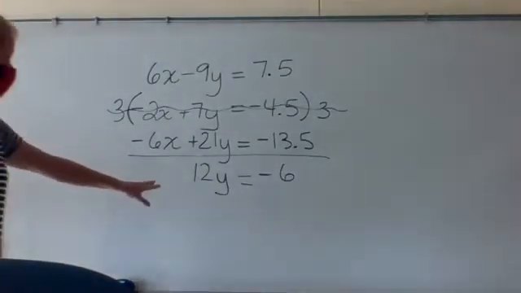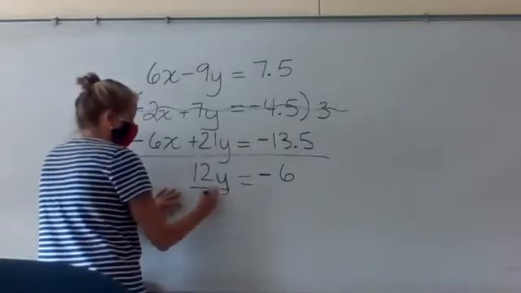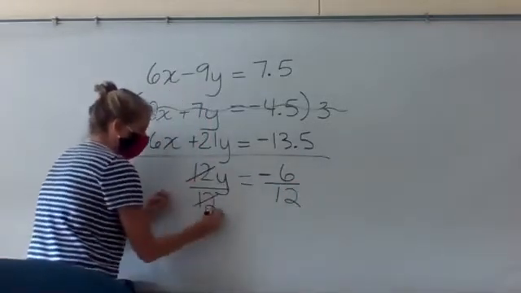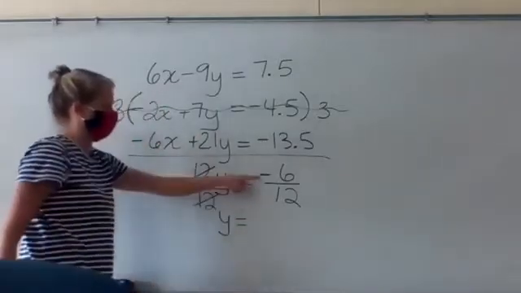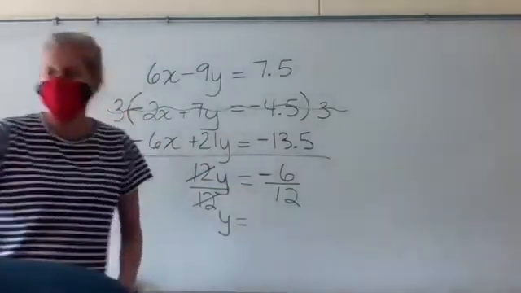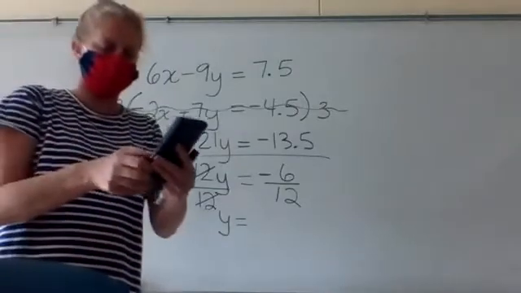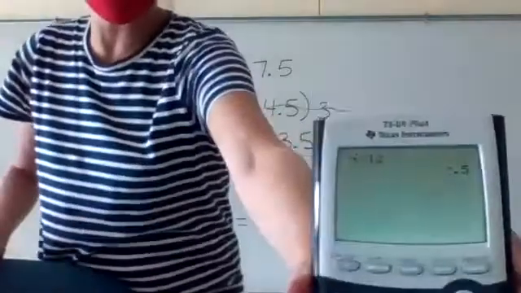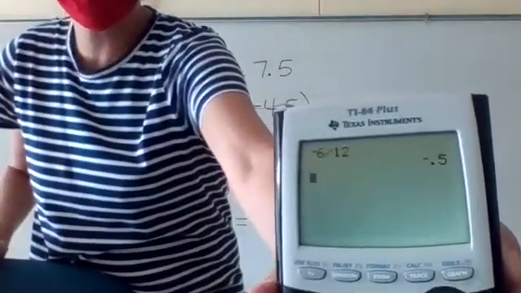So now look what I've done. All I have is an equation that just has a y that I can divide by 12 by, to be left with y equals negative 6 over 12. If you punch that in your calculator, here's something, negative 6 divided by 12. It's going to tell you negative 0.5.